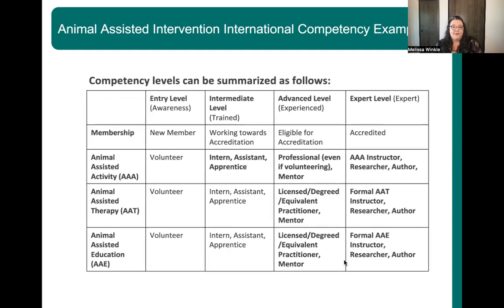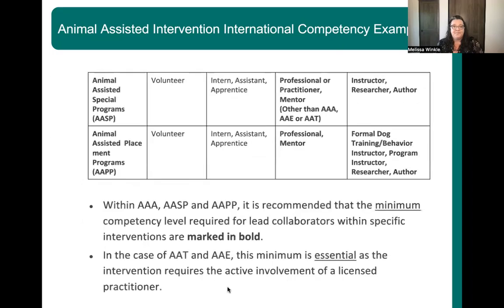Here are the competency levels that are summarized. You can see that there is entry level, intermediate, advanced, and expert level for different membership categories, such as animal assisted activity, also called animal assisted support programs, animal assisted therapy, which is also called animal assisted treatment, and animal assisted education. So within animal assisted activity, animal assisted support programs, and animal assisted placement programs, these are organizations that train or assist in training teams for animal assisted therapy. It is recommended that the minimum competency level required for lead collaborators within specific interventions are marked in bold.